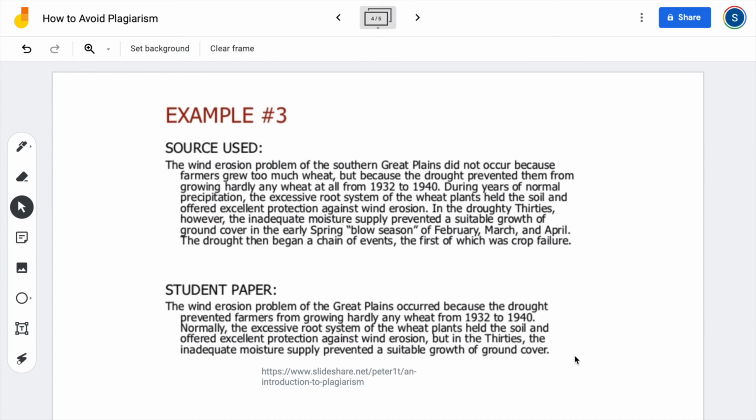The wind erosion problem of the Great Plains occurred because the drought prevented farmers from growing hardly any wheat from 1932 to 1940. Normally, the excessive root system of the wheat plants held the soil and offered excellent protection against wind erosion. But in the 30s, the inadequate moisture supply prevented a suitable growth of ground cover. So pause the video here and ask yourself or talk with a partner and decide whether this is plagiarism or not.